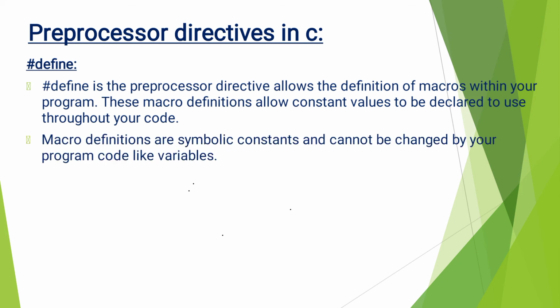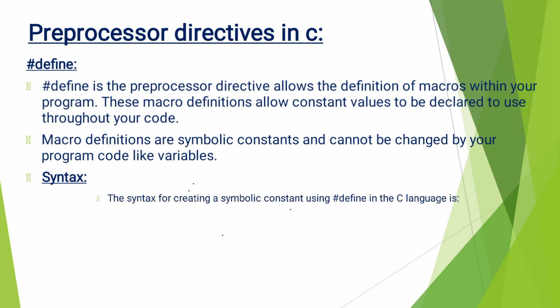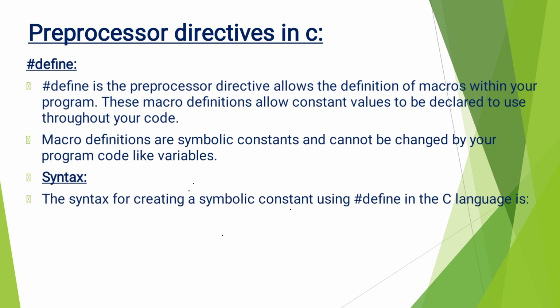So what are the macros here? Macro definitions are symbolic constants, and these constant values cannot be changed by your program anywhere. Like variables, a variable's value can be changed, but a constant's value cannot be changed at any moment in the program. So let's see the syntax of how to create a symbolic constant by using the #define preprocessor directive.